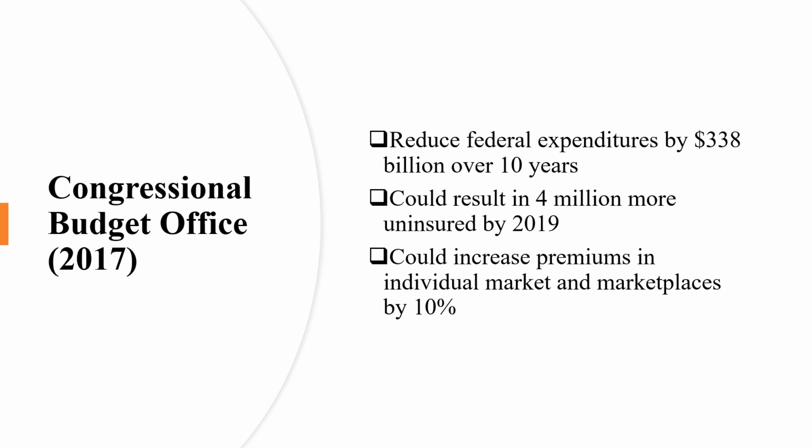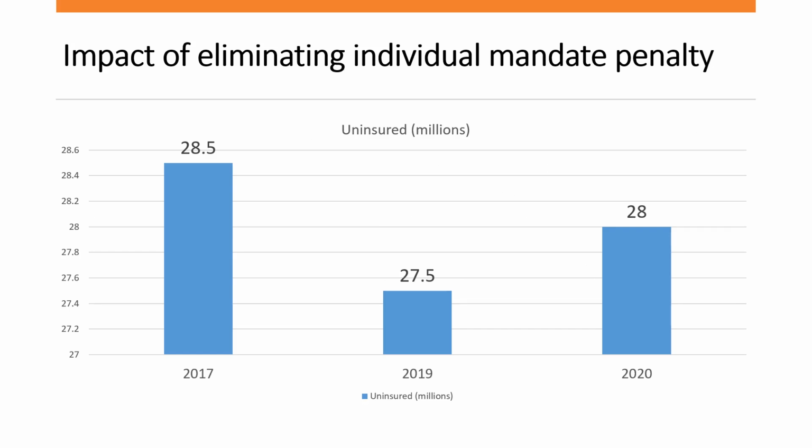So what actually happened? Well, when we look at the number of uninsured, it dropped by about a million between 2017 when the bill was passed and 2019 to 27.5 million, but it did increase by about 500,000 by 2020. But the prediction that it would increase the number of uninsured by 4 million was a little off. So oftentimes, I guess, with anybody who's estimating, sometimes they're right and sometimes they are not so right. And in this instance, they kind of missed the mark, I think, significantly.